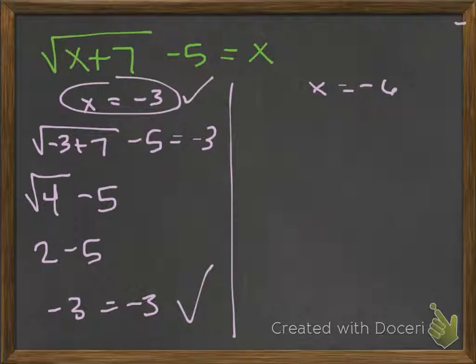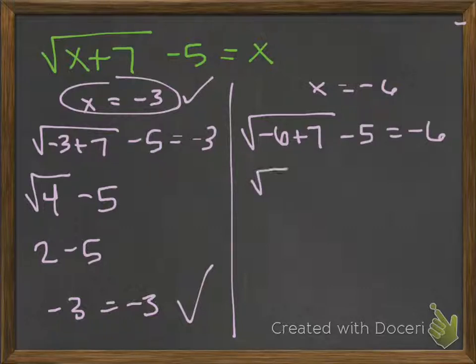Now we'll check the negative 6 just to be safe. So I have negative 6 plus 7 minus 5 equals negative 6. So underneath the radical, we get the square root of 1. And the square root of 1 is 1.